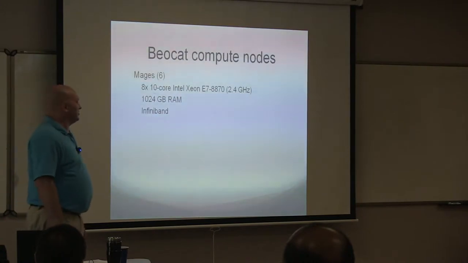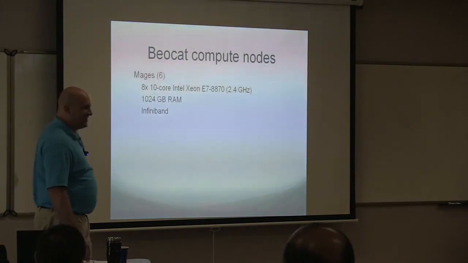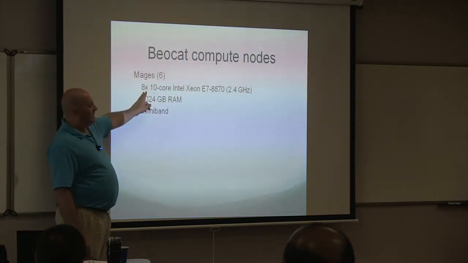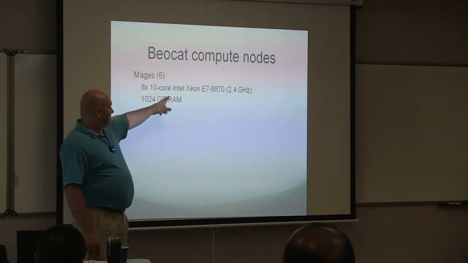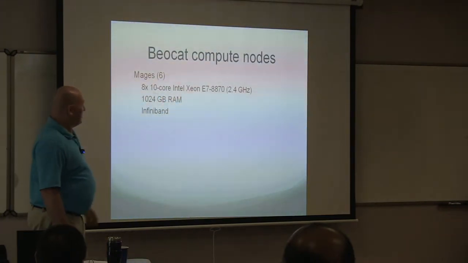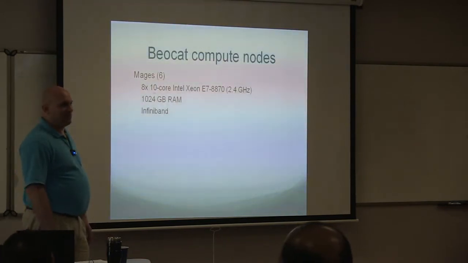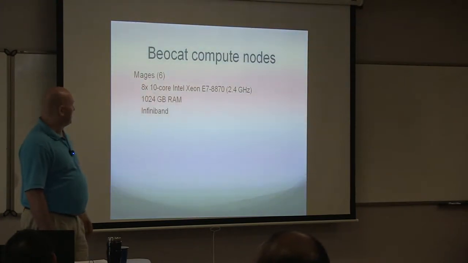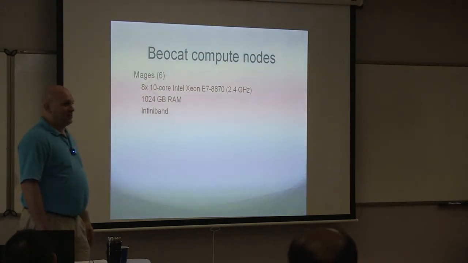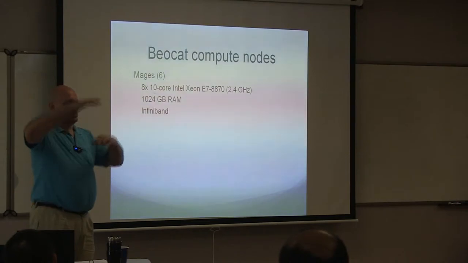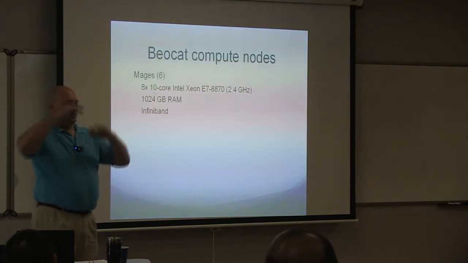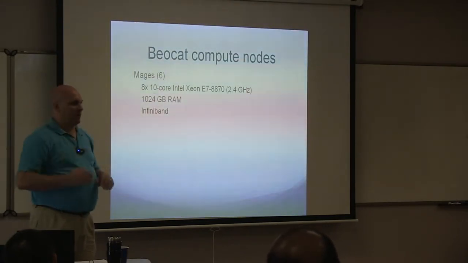Next we have our big ones. I like these guys. These have 8 10-core CPUs, 2.4 gigahertz, with a terabyte of RAM apiece and InfiniBand. These are the ones we mainly got for bioinformatics use. We said there's 6, there's actually 12, but they're tied together at the CPU level. So you'll see 2 boxes in there, and those 2 boxes together will make 1 mage.